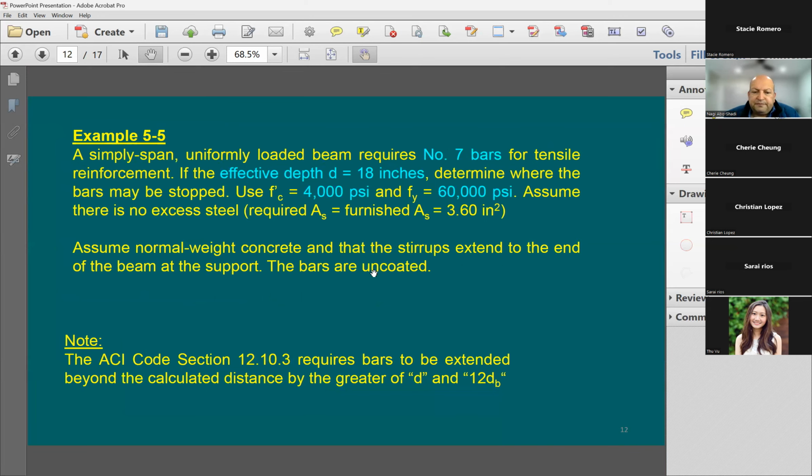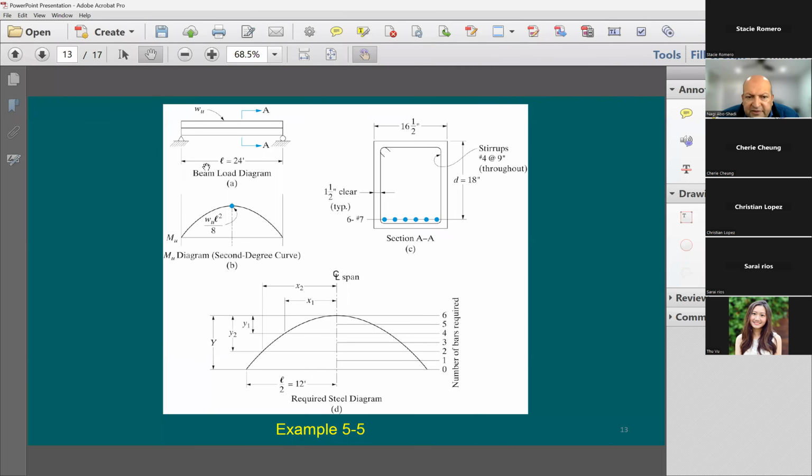I have one example. I have a simple span beam uniformly loaded, and it needs number 7 rebars for tension. Effective depth is going to be 18 inch. Now I need to figure out where to stop the rebar. The S required is going to be the same as the S needed. And I have the strength of the concrete and the steel yield strength. Let me show you the picture. Here's the beam.